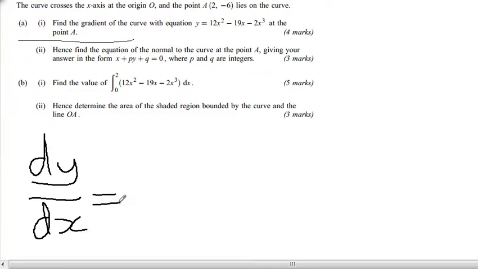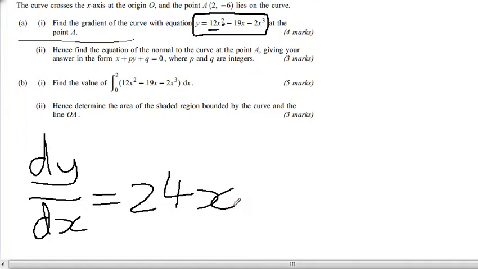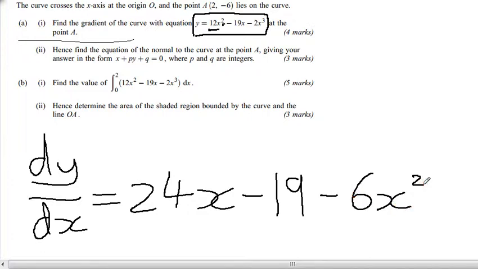So let's differentiate this here. y equals 12x squared minus 19x minus 2x cubed. So we know what to do straight away. We take 12 and 2 and times them together to get 24, 24x, and drop the power by 1, so it's x to the power of 1. Then minus 19 times 1 is 19, x disappears. Then minus 2 times 3 is minus 6, x drops down to 2.